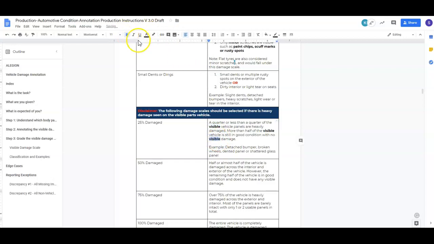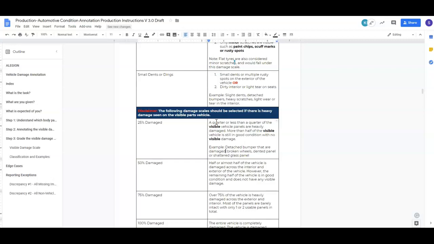Okay, now detached bumpers, bumpers that are detached, broken wheels, wheels that are broken. So a flat tire is not a broken wheel. Broken wheels is when the wheels are broken. Dented panels or shattered glass panels. Okay, so the keyword here is how much of the vehicle is damaged.